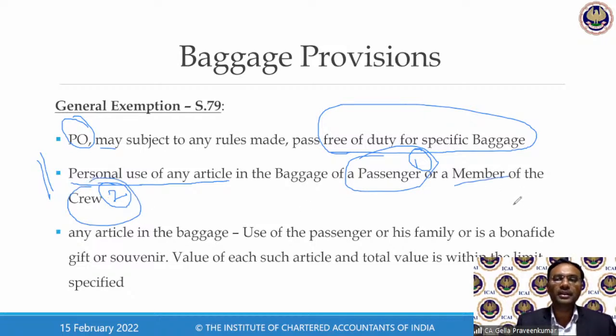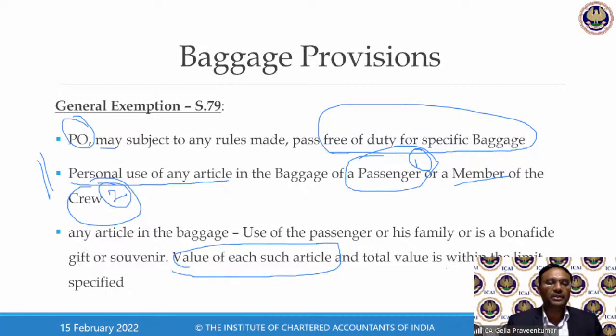Why member of crew? Because when you see a vessel or an aircraft coming into India, who are part of it? Living things and non-living things. Living things are your passengers and the crew members. Non-living things are your baggage and the goods. So in case of living things, for personal usage, I permit them as duty-free. Any article in the baggage for the use of the passenger or his family, or a bona fide gift or souvenir, where the value of such article and the total value are within the limit specified.